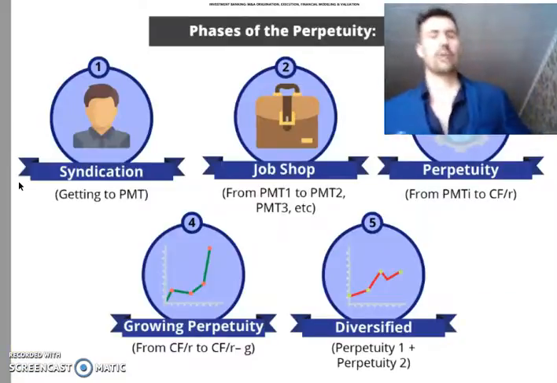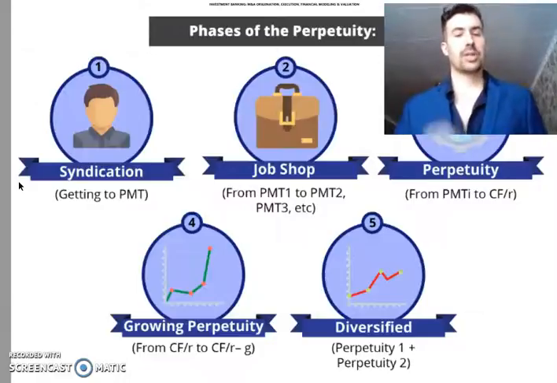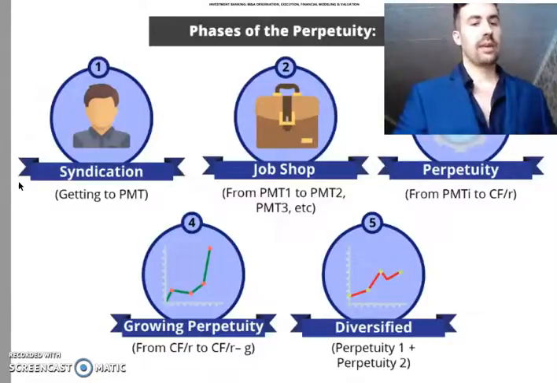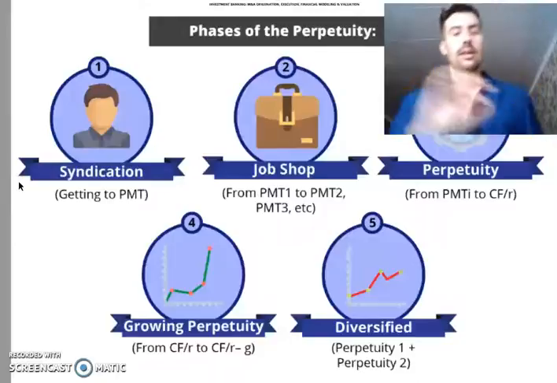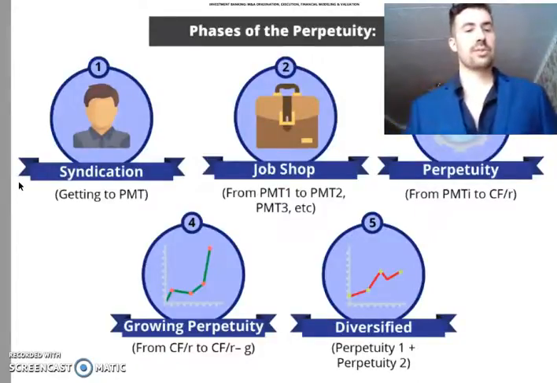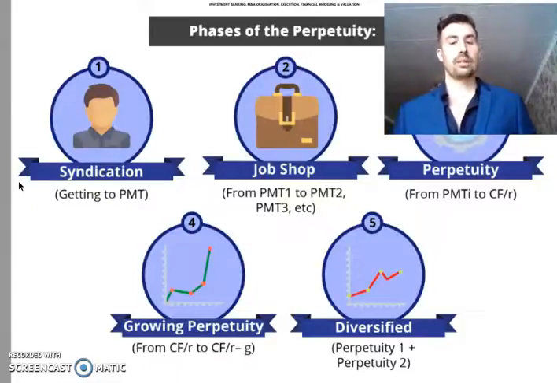So here we have the 5 phases of the perpetuity, and as you can see, the formula actually changes according to where you're at in the phases of the perpetuity, with the lowest valuation beginning with step 1 and then the highest valuation with step 5, diversified. So the first, of course, is syndication, which means getting to PMT, our first payment. The second is job shop, from PMT1 to PMT2 to PMT3, etc.